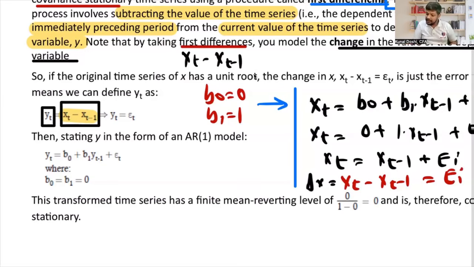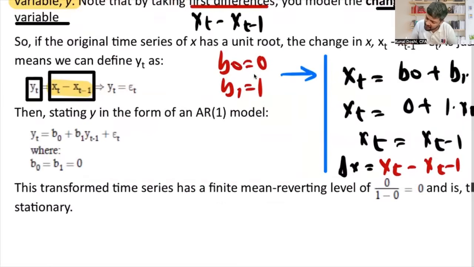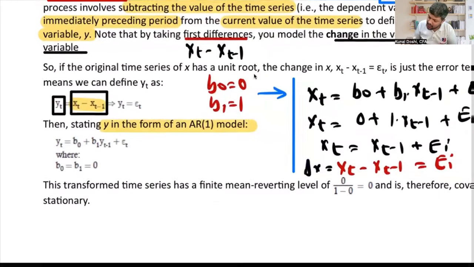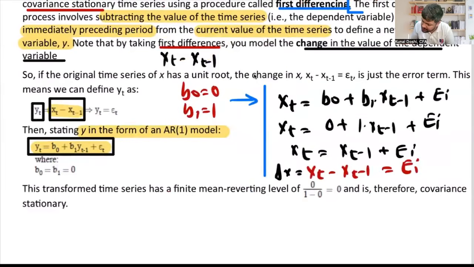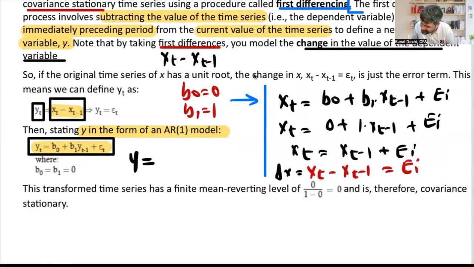Correct? So then stating Y in the form of AR model, see this. So therefore, my Y equals this same model. Now, what has happened? Y is equal to b0 plus b1 of the previous year value, yt minus 1 plus error. So here, if you see here, eventually, what is Y? Y is nothing but the change in the value here, which is nothing but the error term.